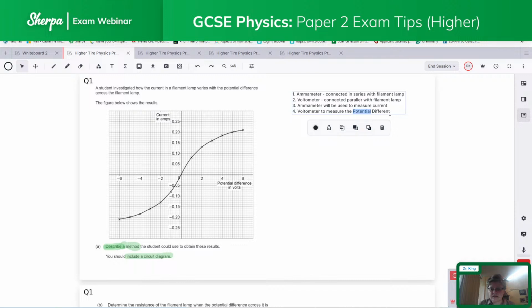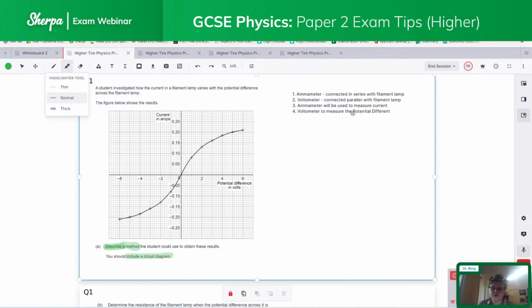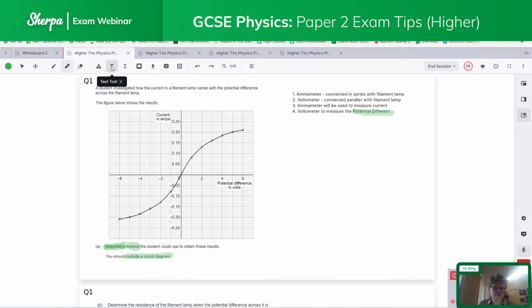AQA requires potential difference, as opposed to some other exam boards. Please don't use voltage. I will highlight that in a second. Voltage is a word usually used in engineering; it's a technical word. AQA requires you to use potential difference every single time you're talking about measuring the difference between the voltage entering the component and leaving it.